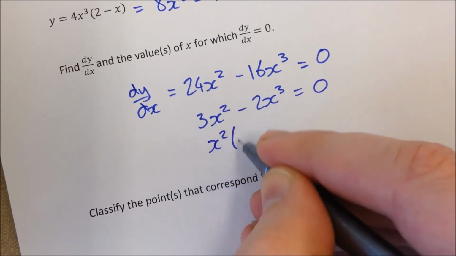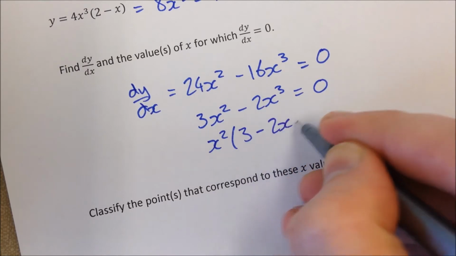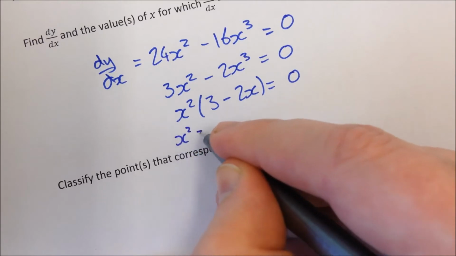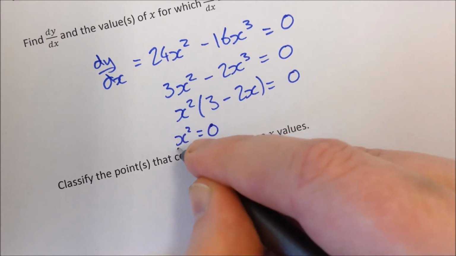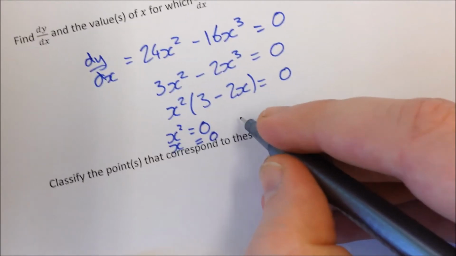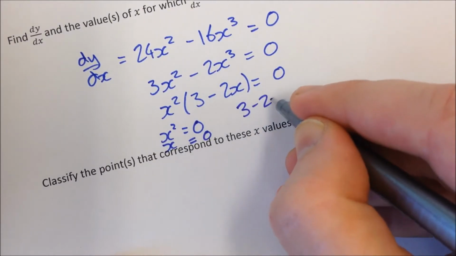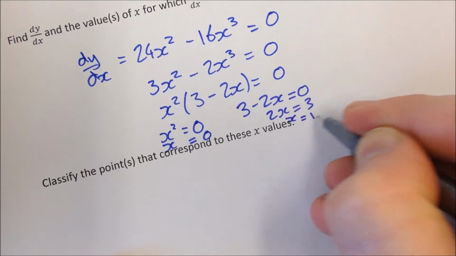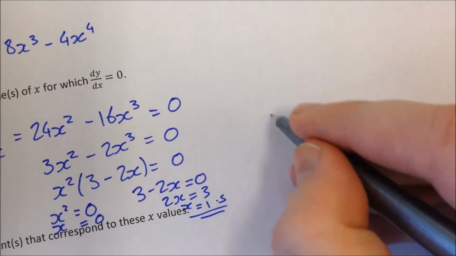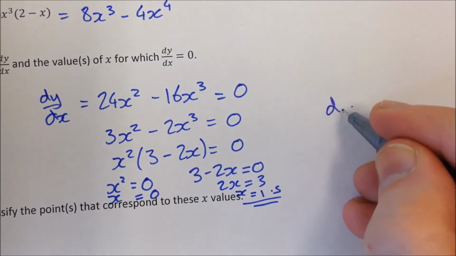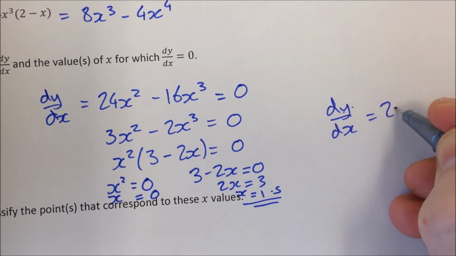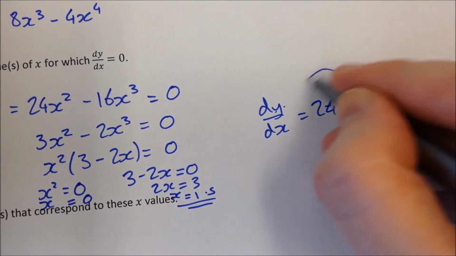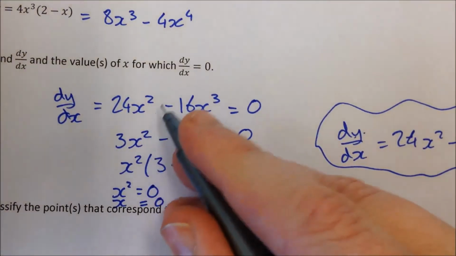Factorise. Okay, so either x squared equals 0, in which case x equals 0, so there's one of our values, or 3 take away 2x equals 0, that means that 2x equals 3 and x equals 1.5. Our equation for dy dx, I'll just copy this across so it's more visible. There we are, that's from there.